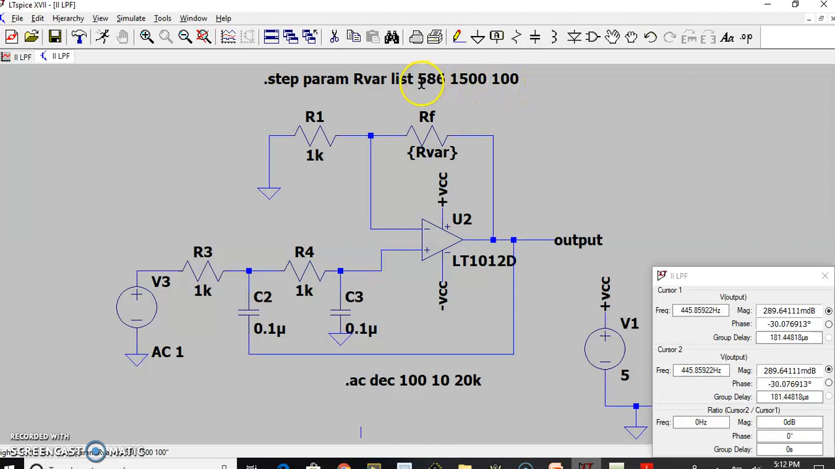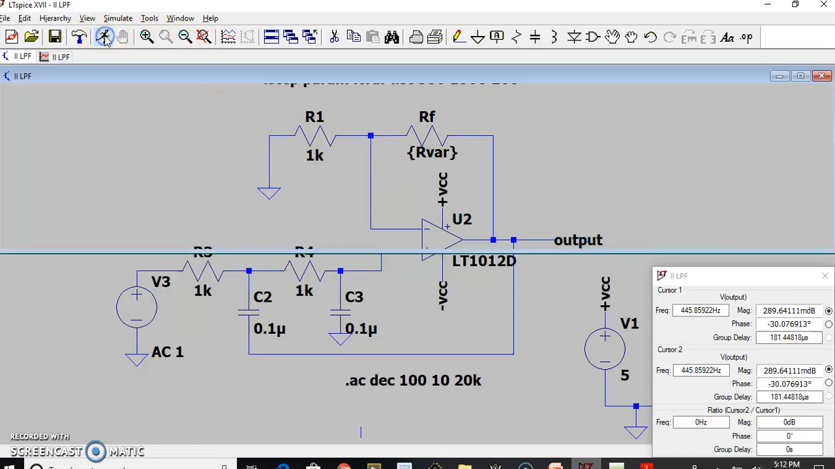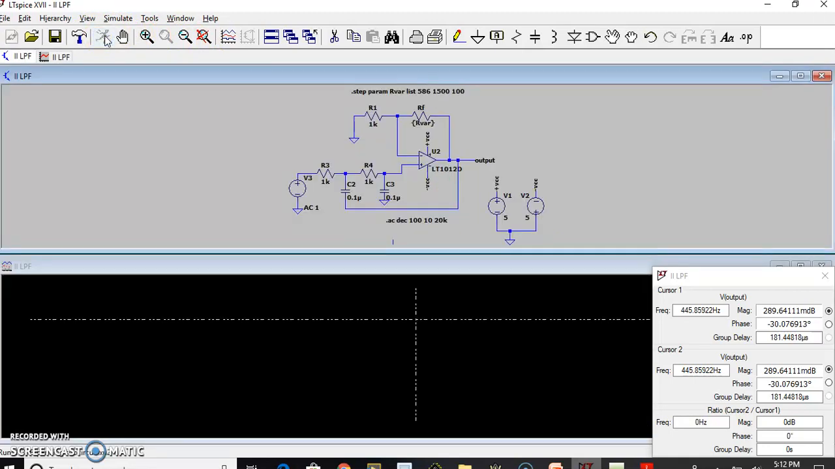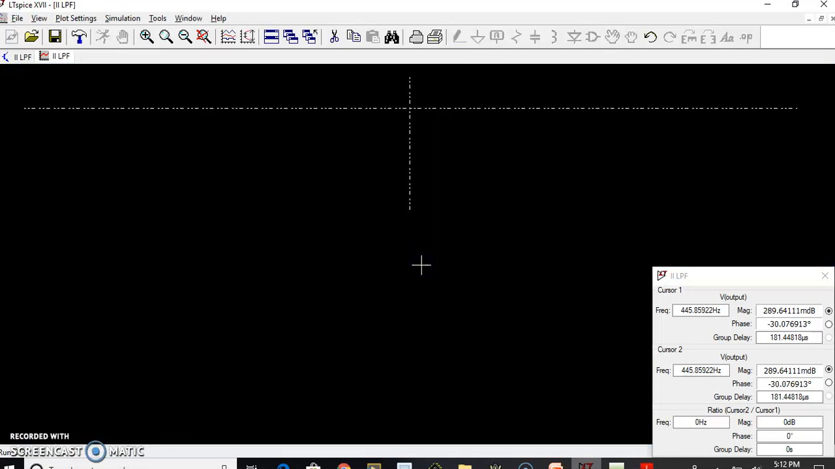So when it is 586, this corresponds to a gain of 1.56. When this is equal to 1500, this corresponds to a gain of 2.5. When it is 100, it corresponds to a gain of 1.1. So we're going to see all three plots in a single Bode plot. Let me run this and show you how the plot looks. Okay, this is the frequency response of this particular circuit.